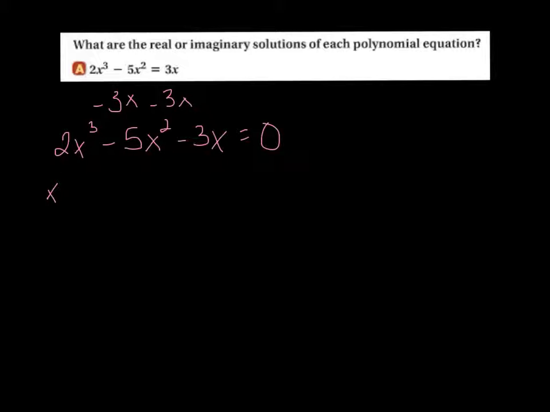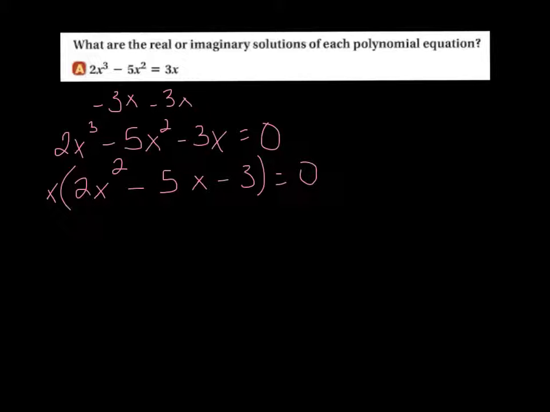Okay, so here's the first one. It's 2x cubed minus 5x squared equals 3x. Okay, so we're going to get everything to one side, so we're going to subtract 3x from each side, leaving me 2x cubed minus 5x squared minus 3x equals 0. And now we're going to factor this. So always start off with a GCF. I'm going to take out the GCF of x, which leaves me x times 2x squared minus 5x minus 3 equals 0.